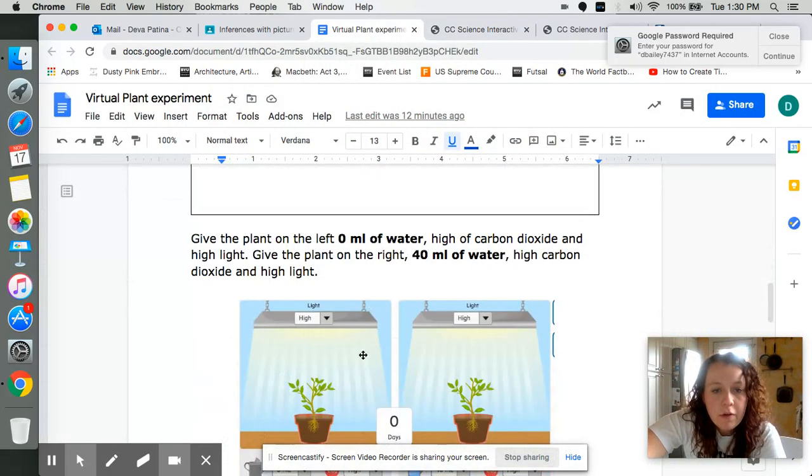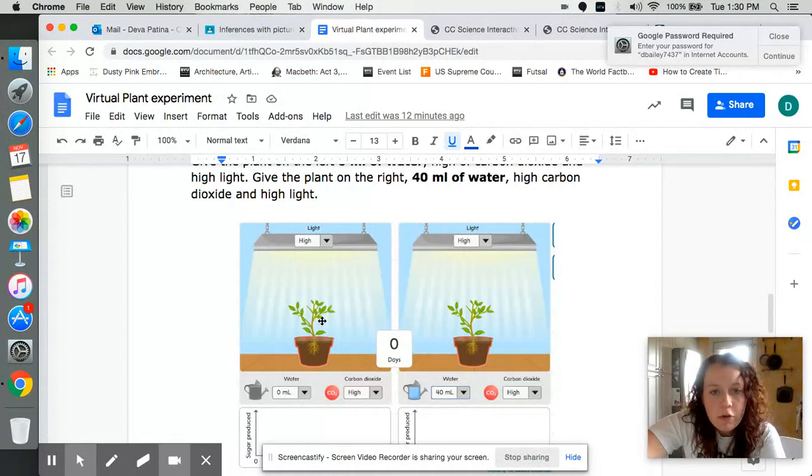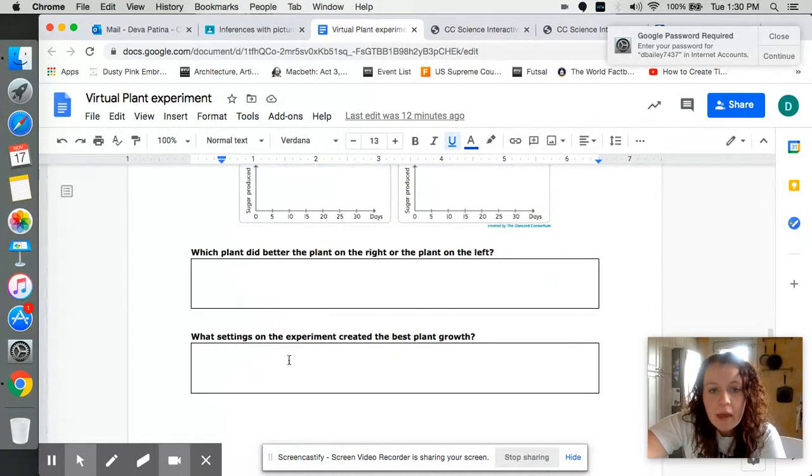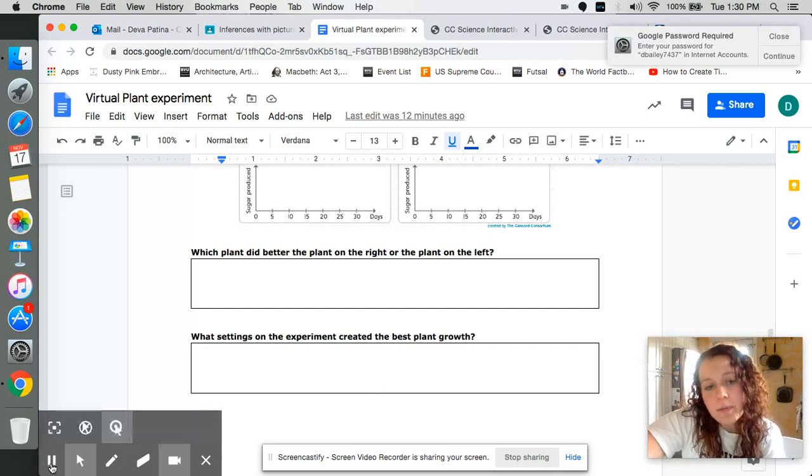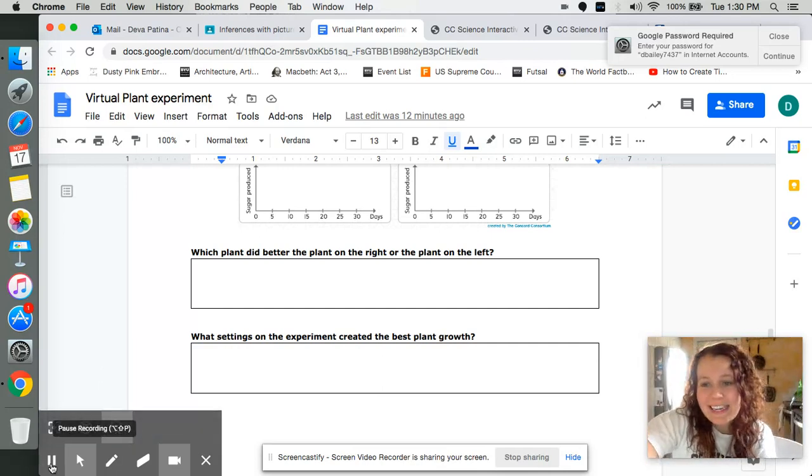Then you would follow the directions and make your settings look like this picture for the next time you do the experiment. And then you're going to just play around with the experiment and see which plant creates the best growth. So that is your job today. If you have any questions or concerns or need help, please let me know and enjoy today's experiment.